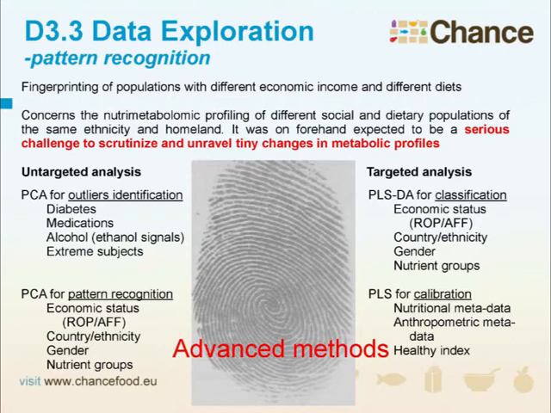We were, from scratch, aware that this was a serious challenge to scrutinize and unravel tiny changes in the metabolic profiles, also because the ROP affluent status is not a very firmly established thing. So we wanted to use untargeted analysis and also to do a targeted analysis. I'm just showing here some of the simpler methods, but we also used advanced methods.